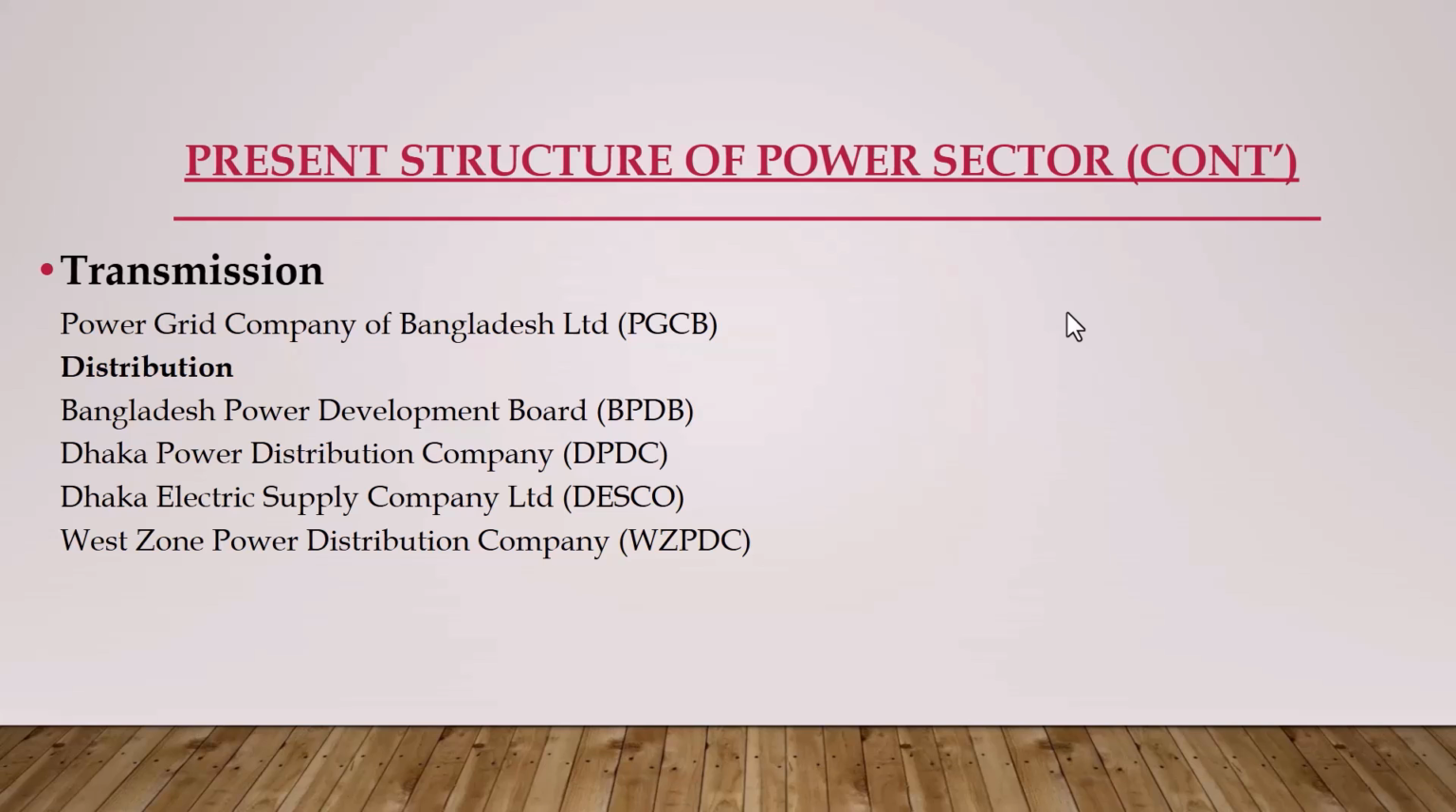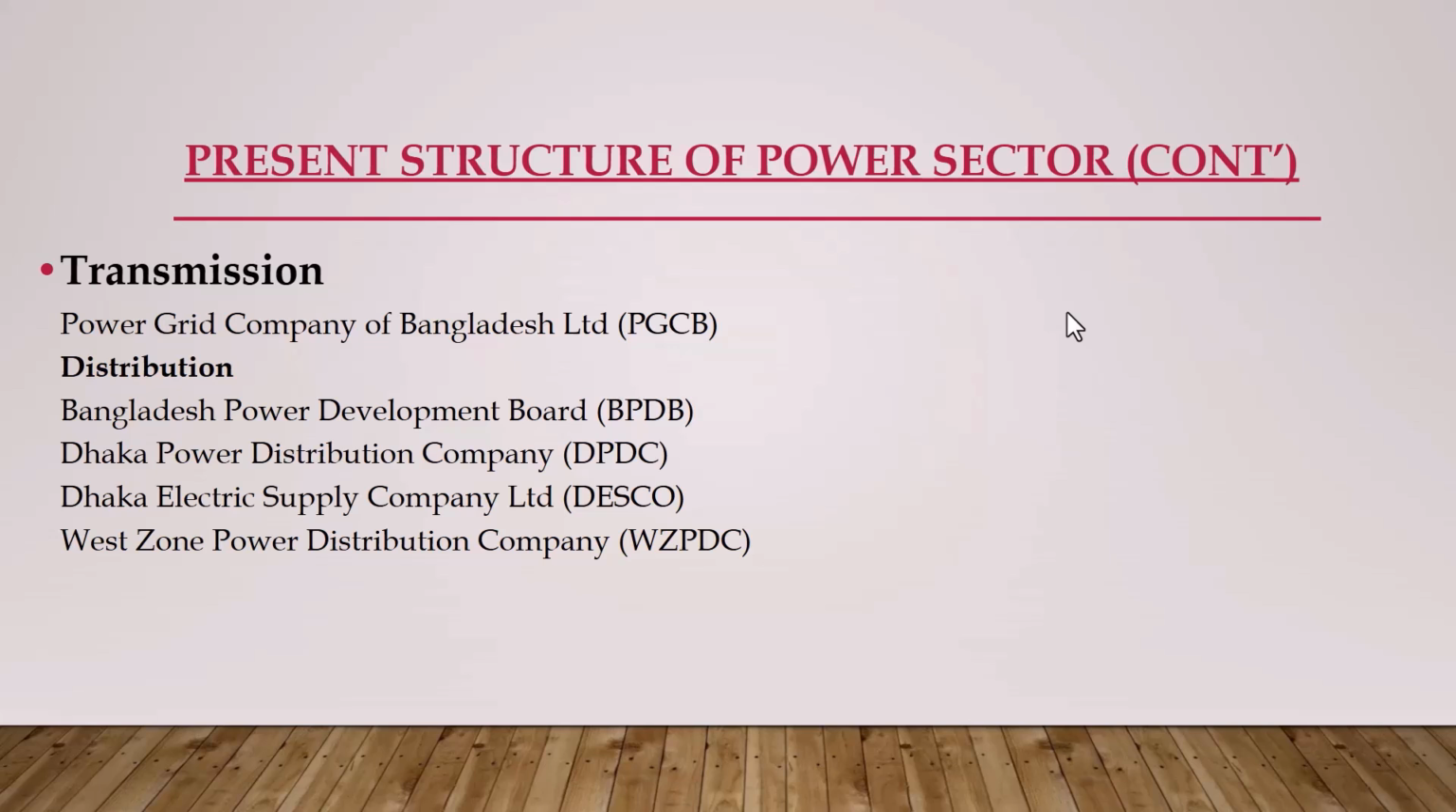There are several distribution companies that handle different regions. That is, BPDB, Bangladesh Power Development Board, handles the distribution in many parts of the country, especially in areas not yet handed over to separate entities. Then there's Dhaka Power Distribution Company and Dhaka Electric Supply Company Limited, which manage electricity distribution in different zones within Dhaka city. For the southwestern part of the country, distribution is managed by West Zone Power Distribution Company.